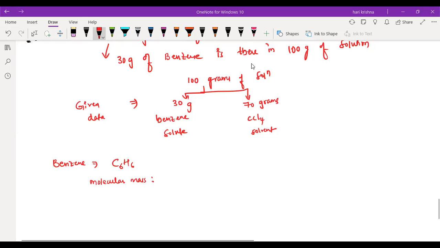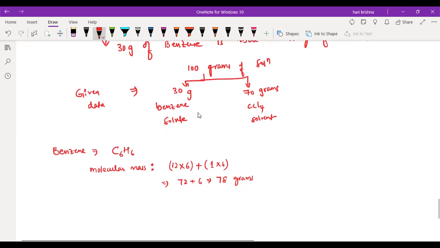How many of you know how to calculate the molecular mass? What is the carbon molar mass? 12 for carbon. Total 6 carbons are there, so 12 times 6. And 1 is the molar mass for hydrogen, total 6. So 72 plus 6, 78 grams is the molar mass of benzene.